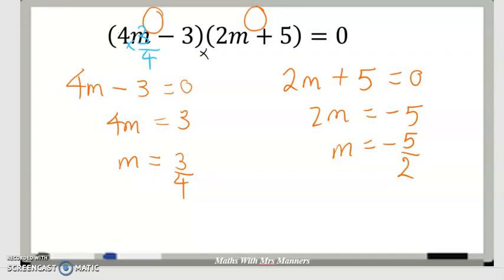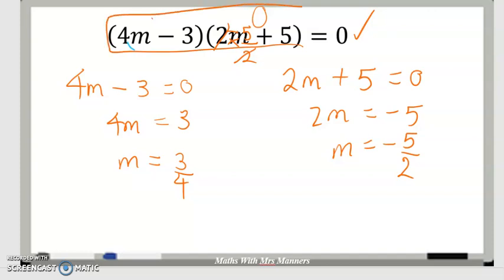4 times 3/4, well, the 4s cancel, and that gives me 3 minus 3, and that's 0. As soon as this bracket's 0, the entire left-hand side product will be 0, which gives me the 0 on the right-hand side. The same will happen here with minus 5 on 2. If I let m be minus 5 on 2, when I multiply that, the 2 in the numerator and the 2 in the denominator will cancel to give 1, and then I'll get minus 5 plus 5, which is in fact 0, and that whole left-hand product will become 0, which will satisfy the equation.